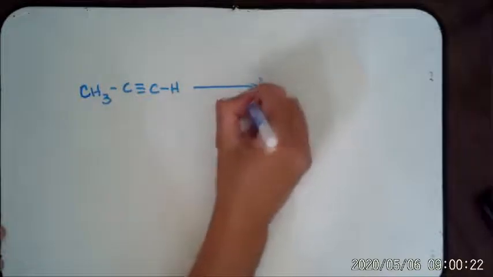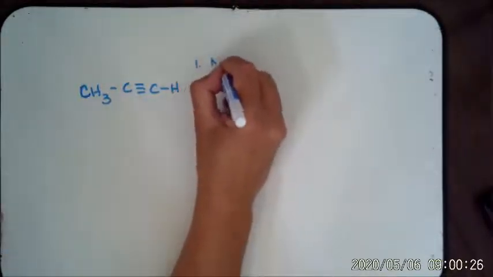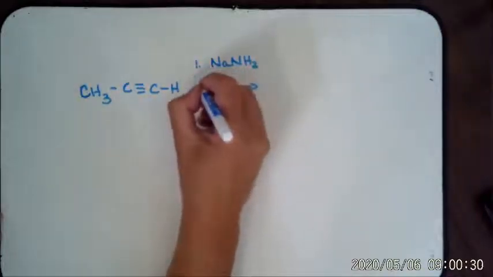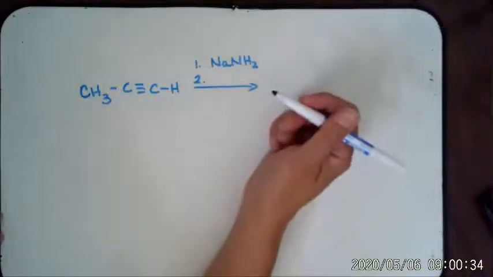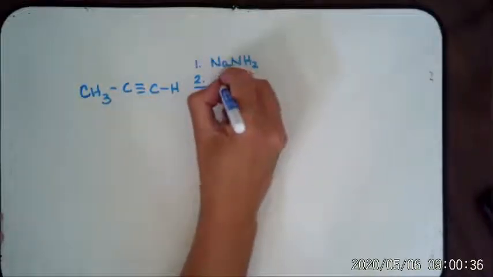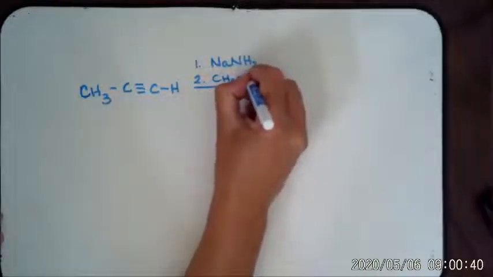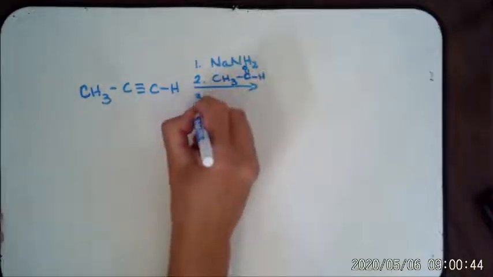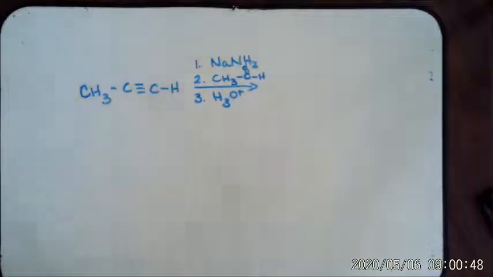Okay, so I take something like propyne. First thing I do is react it with sodium amide. Second thing I do is react it with acetaldehyde. And the third thing I'm going to do is protonate it. Okay, so what is my product?